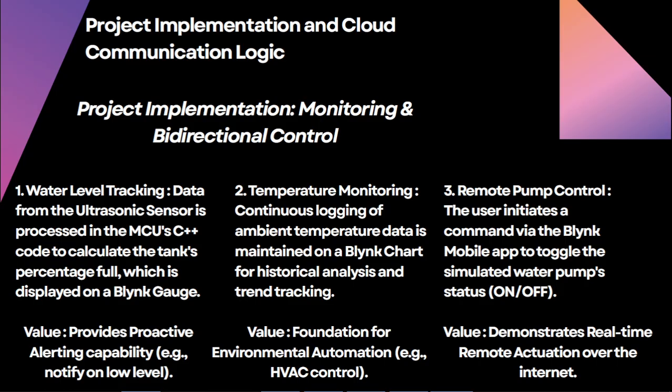Second one is temperature monitoring. Ambient temperature is continuously logged and maintained on a Blynk chart for trend tracking, providing the foundation for environmental automation. Third one is remote pump control. This is a bidirectional control component. The user sends a command via the Blynk app. The system remotely toggles the simulated water pump status on and off.